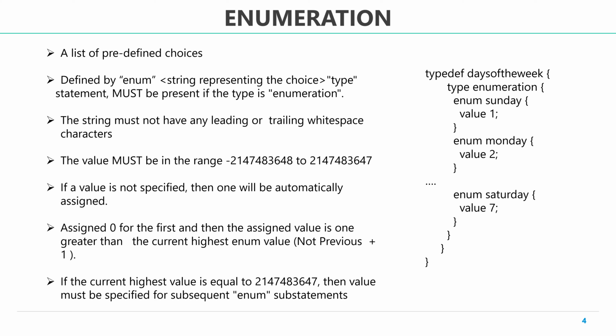And if the highest value is assigned to a particular enumeration, it is then mandatory to specify a value for all the subsequent statements, because the system cannot choose by the logic which says one higher than the highest previous value. It will go out of range, so it becomes mandatory to provide a value explicitly if the highest allowed value is already used explicitly.